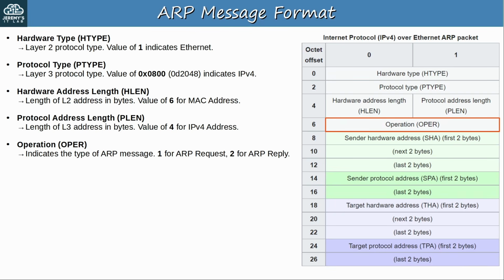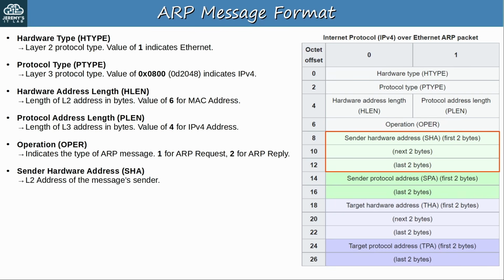There are multiple different types, but the only ones you need to know are 1 for ARP request and 2 for ARP reply. All ARP messages use this same message format. So it's this field that says exactly what type of ARP message it is.